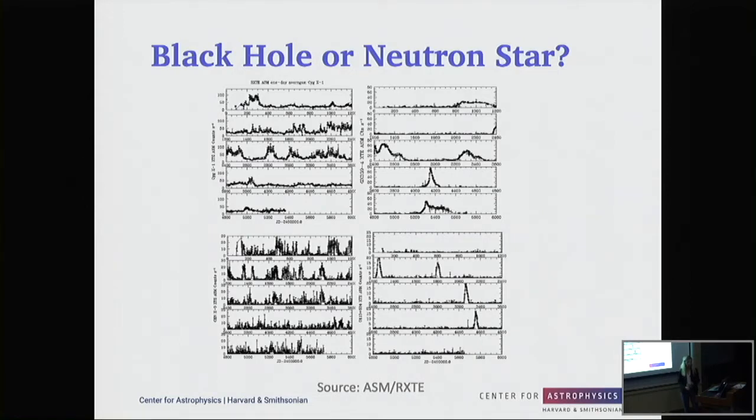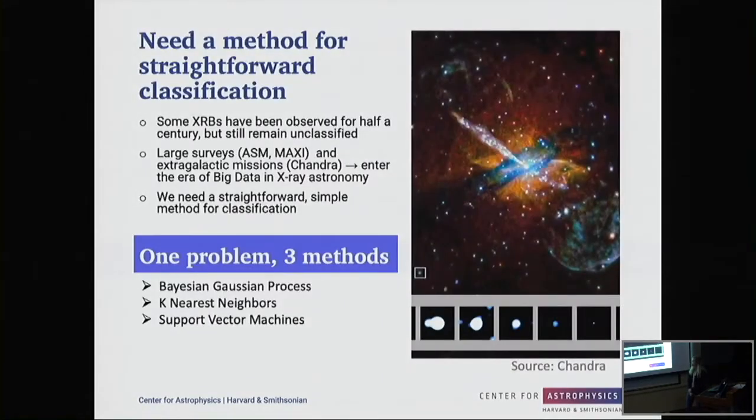And so just looking at light curves, we usually can't tell what kind of compact object we're actually looking at. Instead, people usually look at color intensity and color diagrams, and I'll be talking more about those in a minute. But first off, this indicates that we also need a straightforward method of classification. So some X-ray binaries have been observed for over half a century, but we still fail to classify them in some of these cases.